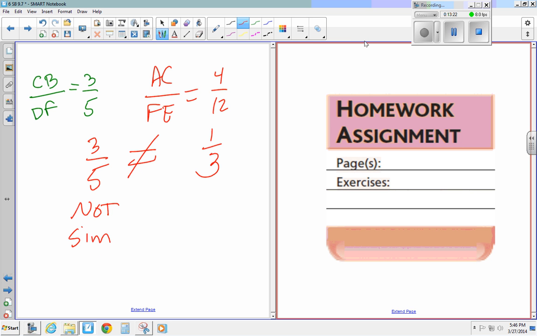All right. So rewatch this video. This is something that can be quite complicated. So rewatch the video if you need to, but definitely do your CYUs, which are on page 505, exercises 1 to 8, all. You need to do these proportions. You have to. Good luck.